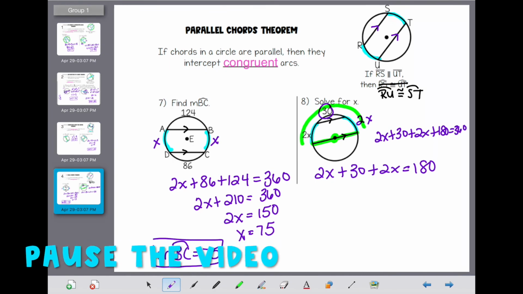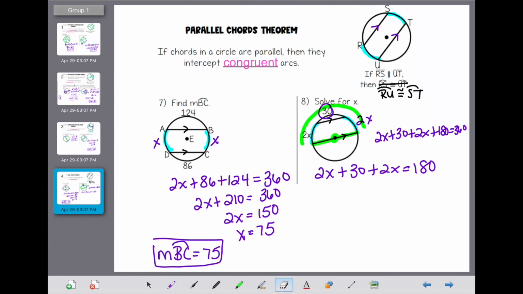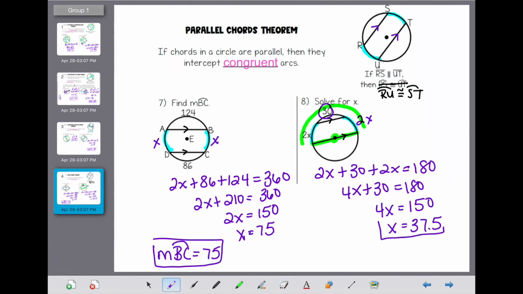Whichever equation that you like, go ahead and solve now to find x. No matter which equation you set up, you should be getting that x equals 37.5, and if that's what you got, then you are correct, and this concludes our lesson on chord theorems.